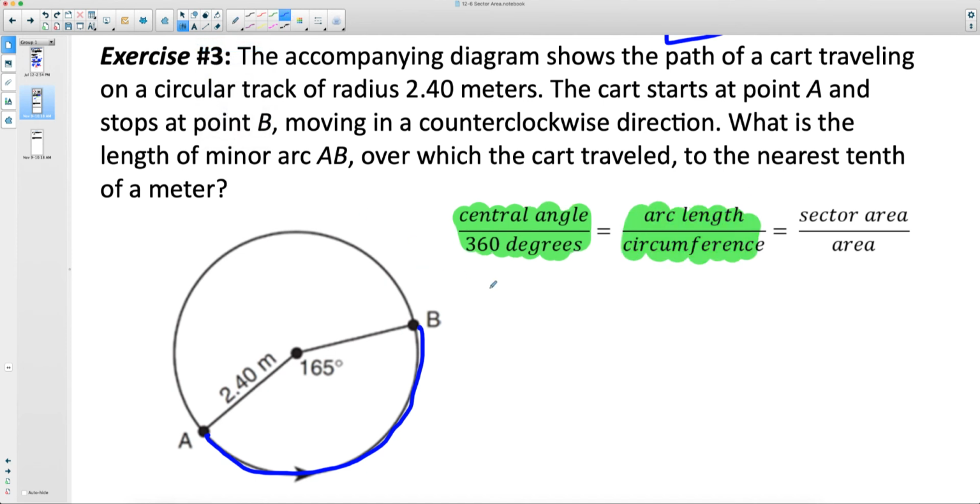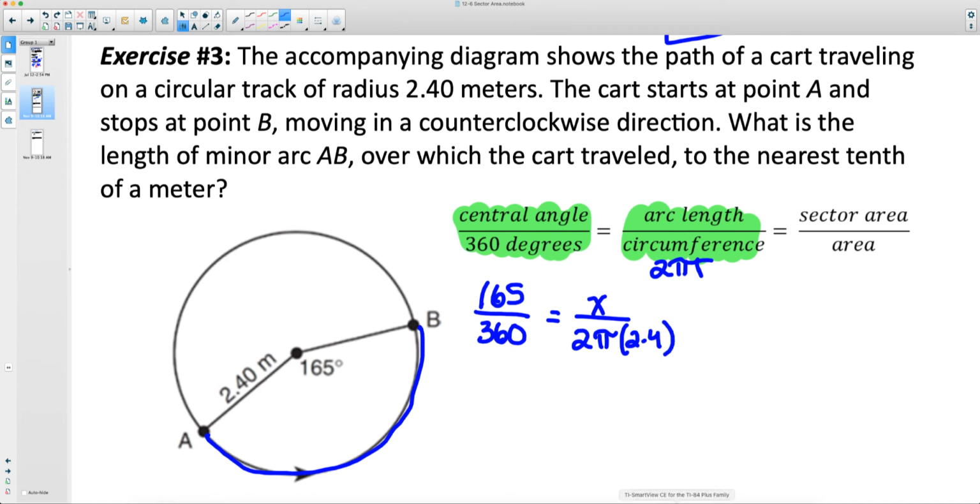Our central angle is 165. So that's 165 over 360. We are trying to solve for the arc length, the distance traveled. So that's x over circumference. Circumference is 2 pi r. So in this case, that's 2 pi, and the radius is 2.4.